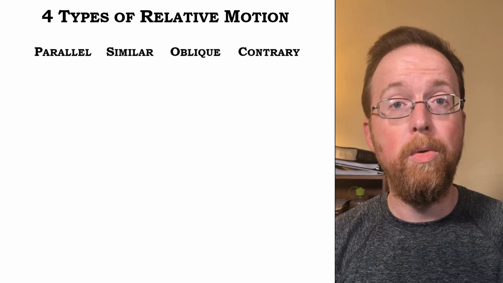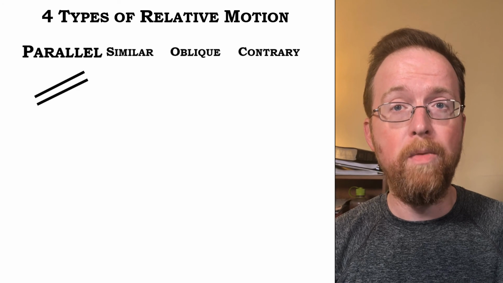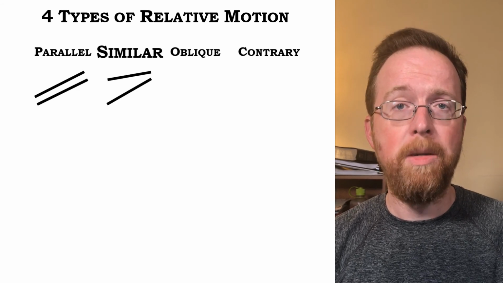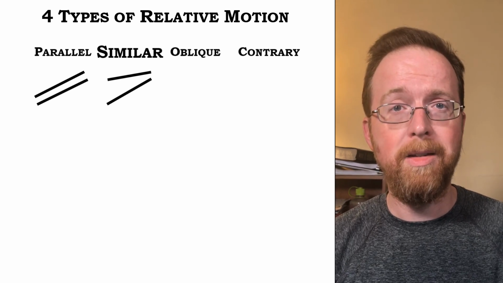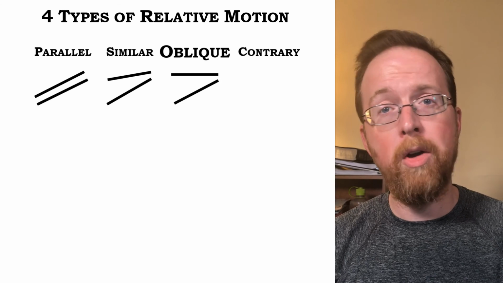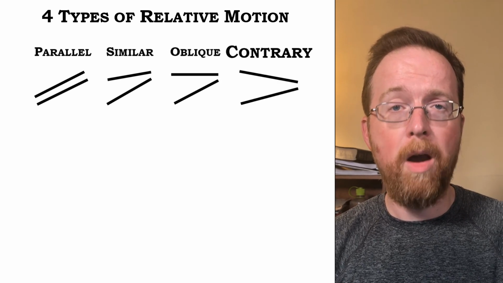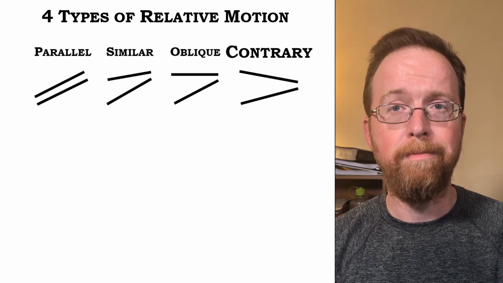Okay, so to review, there are four types of relative motion. There's parallel motion. The two voices move in the same direction and the same distance. Similar motion, they move in the same direction, but at different intervallic distances. Oblique motion, the counterpoint stays put while the cantus firmus moves. And contrary motion, the voices move in opposite directions.